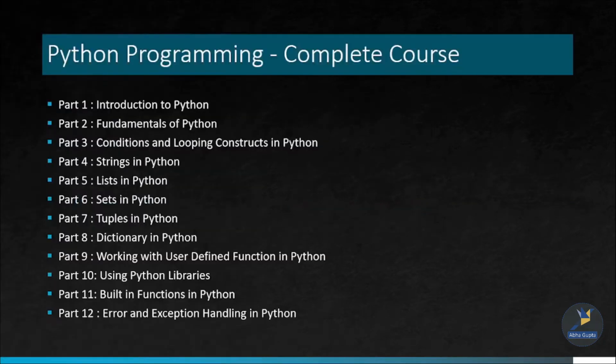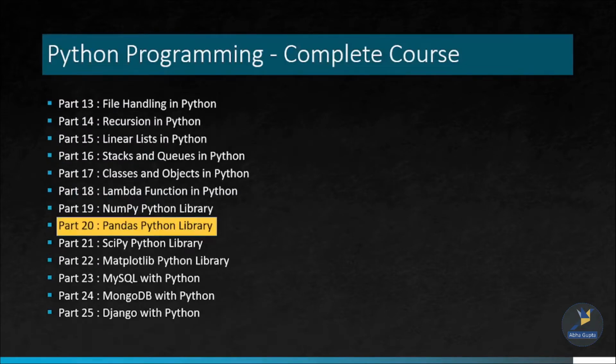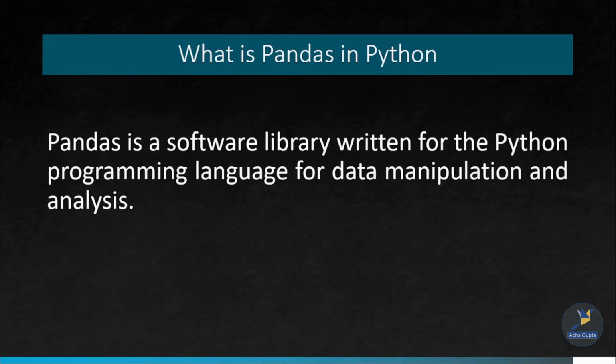This is part 20, Pandas Python Library. This video is an overview of Pandas library in Python. Pandas is an open source Python library which is fast, powerful, flexible and easy to use. It offers data structures and operations for manipulating numerical tables and time series.